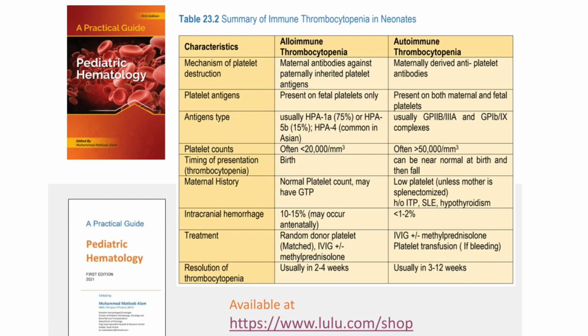Treatment reflects these differences. Both may receive IVIG and steroids, but NAIT needs matched or maternal platelets. ITP usually only needs transfusion if there's active bleeding. Recovery timelines also differ. NAIT resolves in 2 to 4 weeks as antibodies clear. ITP may last up to 12 weeks and sometimes needs ongoing treatment. Focusing on maternal history, platelet trends, and bleeding severity helps distinguish these conditions and guide appropriate care.